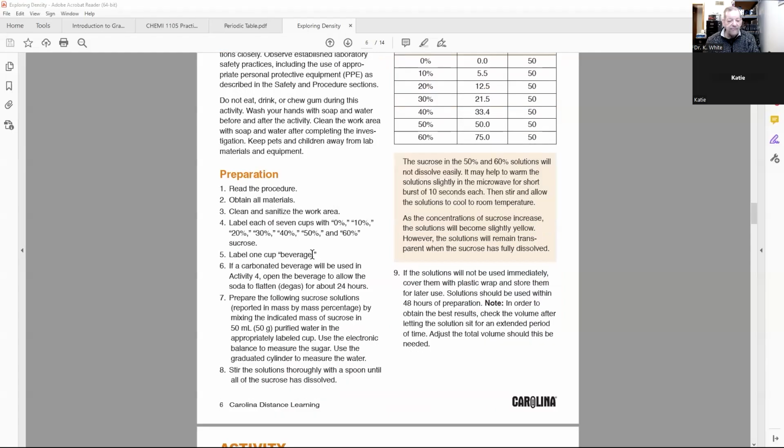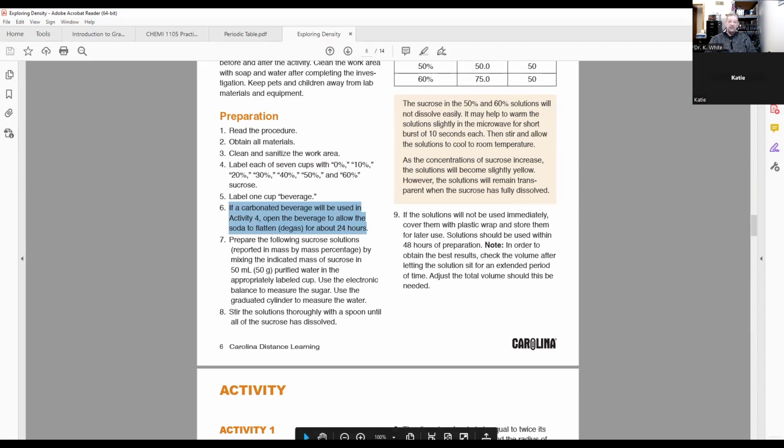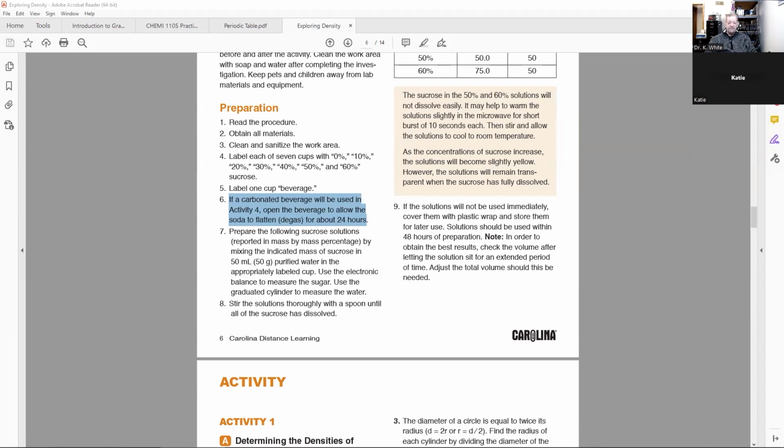Now, a couple things. They tell you to use deionized water, or purified water. Nah, you can use regular tap water for this lab. Don't tell anybody, but you can. Now, a couple things you have to have. You have to have your own can of pop. And notice they say if a carbonated beverage is used in activity 4, you have to open it and let it degas for about 24 hours. So take a can of pop, pop the lid, put it somewhere safe, and come back 24 hours later. Now, last semester students asked, where do I get sugar? Well, the cheapest place, and I don't get any kickbacks, to get sugar is Walmart.